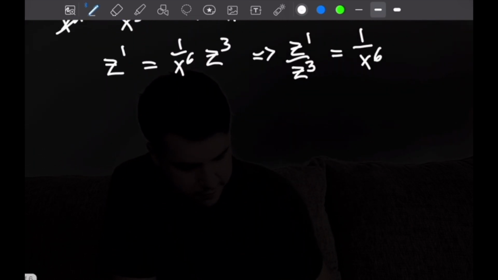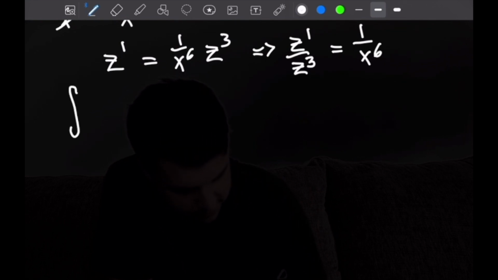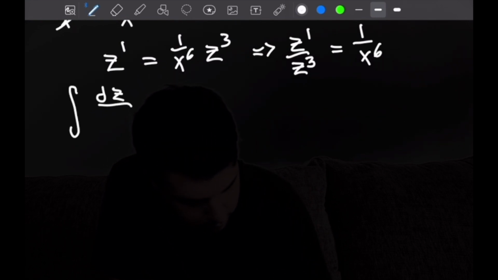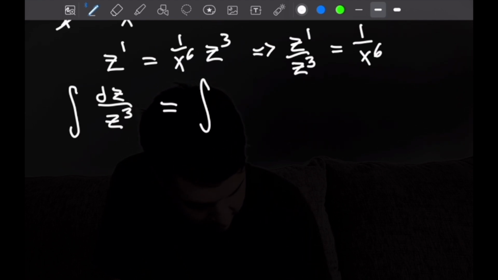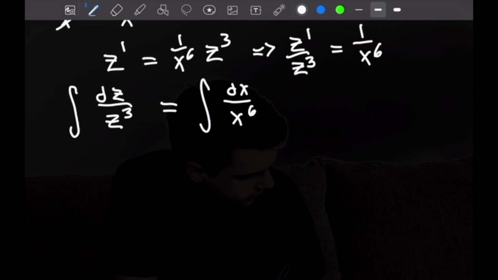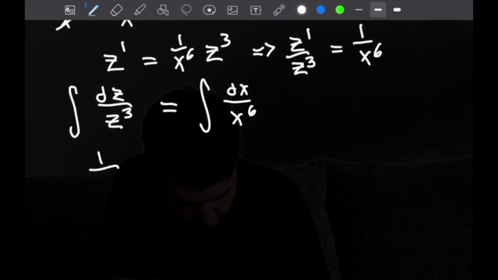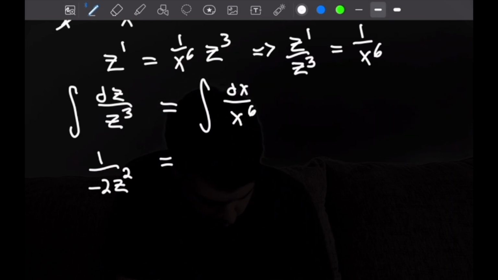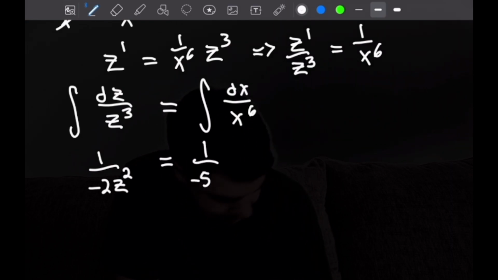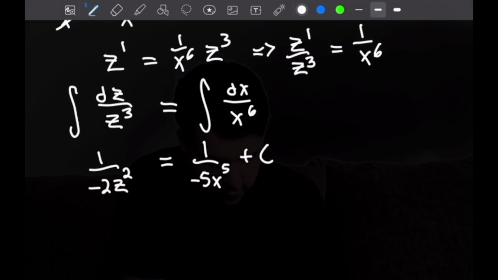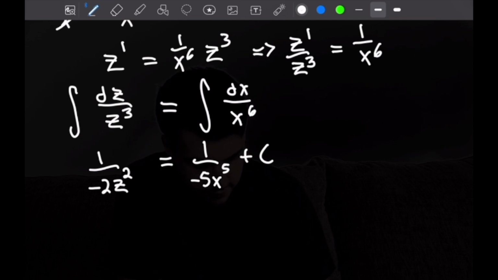which means we can equate the following antiderivatives. We'll have the antiderivative of dz over z cubed, and that's going to be equal to the antiderivative of dx over x to the 6th. Taking those antiderivatives is going to give us 1 over -2 times z squared is equal to 1 over -5 times x to the 5th plus some constant c. Next, we're going to use our initial condition to solve for our constant c.